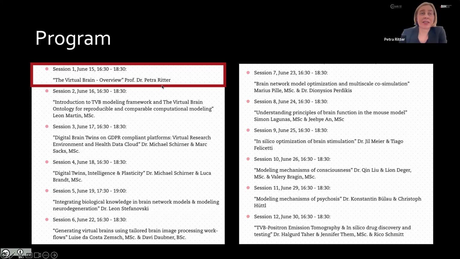If we screen through the program, you will see that it's really very rich. The more technical introduction and the topic of brain network simulation, and how this can be done in a reproducible and also automatable way, will be provided by Leon Martin tomorrow already. Then on Wednesday we will have a very important topic provided by Michael Schörner and Mark Sachs, namely GDPR compliance.